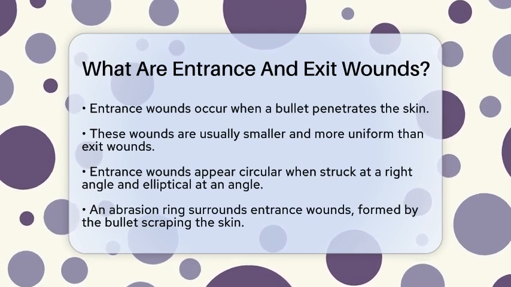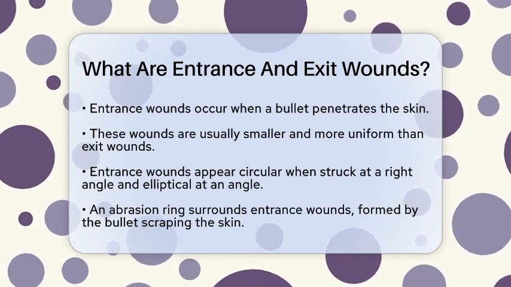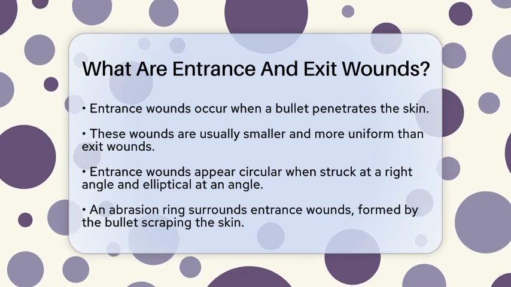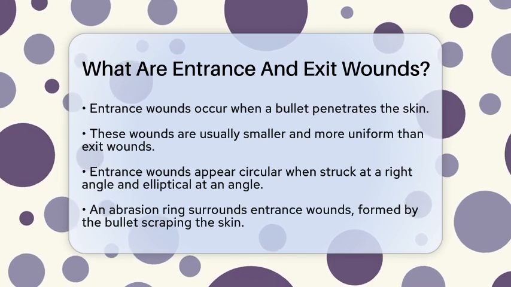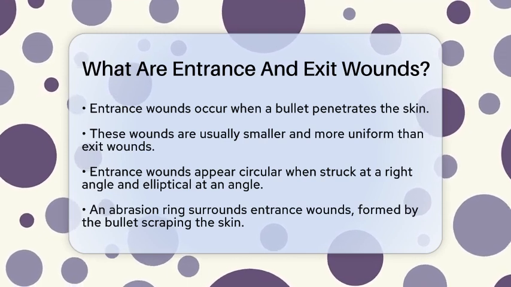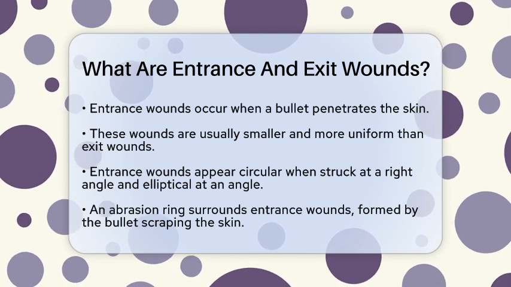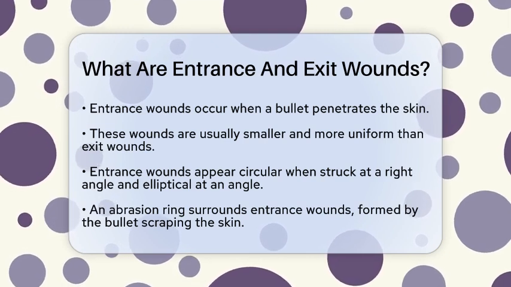An entrance wound occurs when a bullet first penetrates the skin. These wounds are usually smaller and more uniform in shape compared to exit wounds. When the bullet strikes the skin at a right angle, the wound often appears circular or round. If the bullet hits at an angle, the wound may take on an elliptical shape.